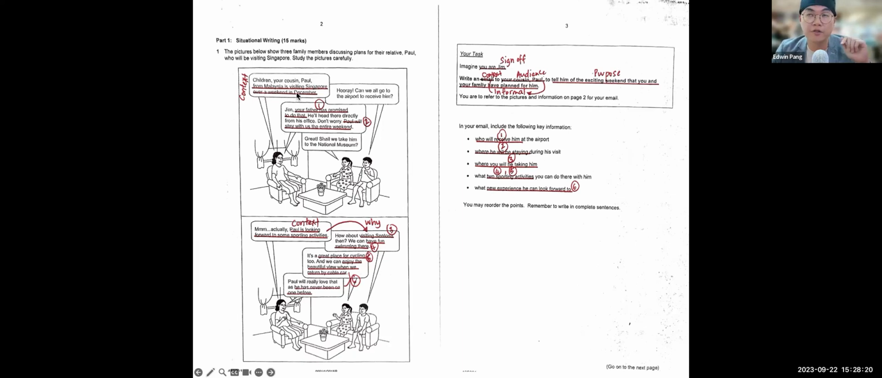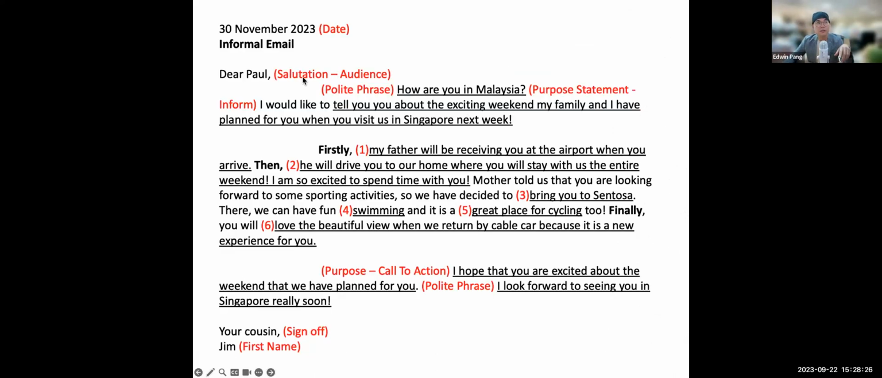So I need to include all of this because this is important in my first paragraph especially, and I'll show it to you. See? "Dear Paul, how are you in Malaysia?" So I use the contextual information. "I would like to tell you about the exciting weekend my family and I have planned for you when you visit us in Singapore next week." Why do I say next week? Because the date is November. Can you see 30th November here? So that means in December, right?